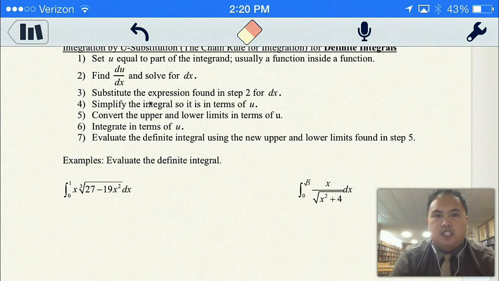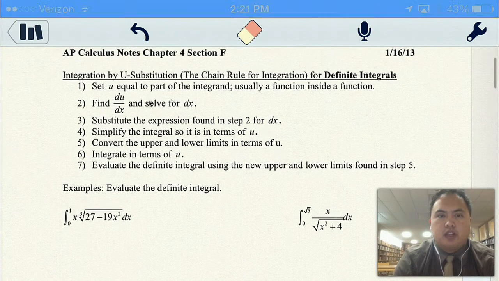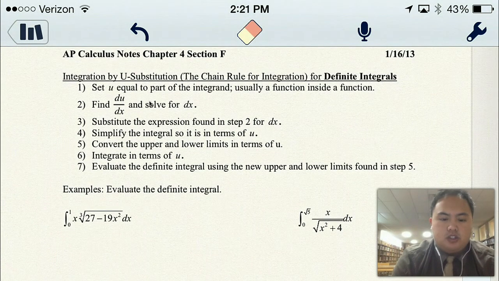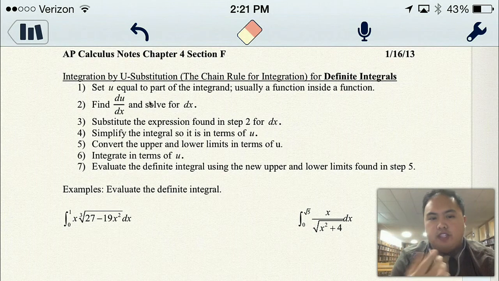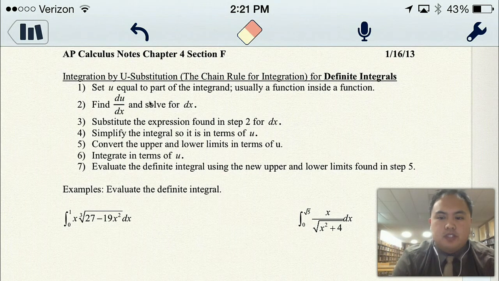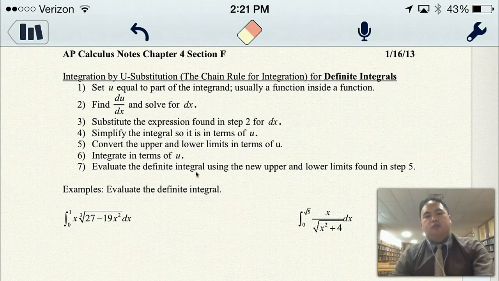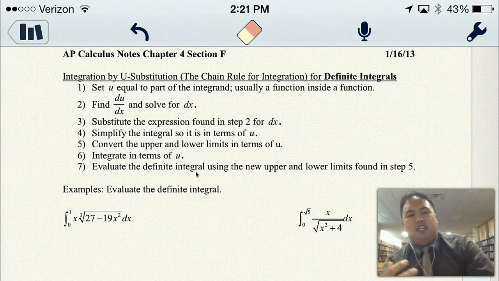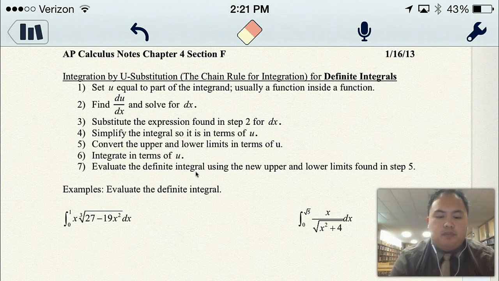So hello class, this lesson is on, just like yesterday, the fundamental theorem of calculus, but in this particular case we're going to talk about it while using U substitution. So usually instead of going over these steps, I do these problems and basically guide you through the steps as I figure out the problem. So let's do step one.